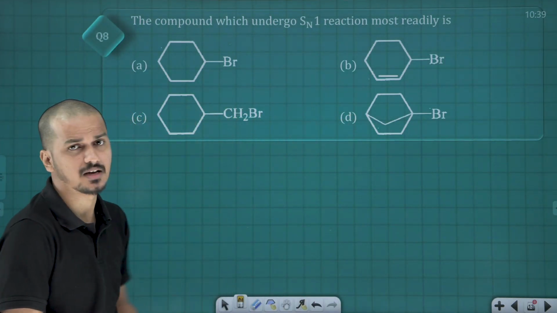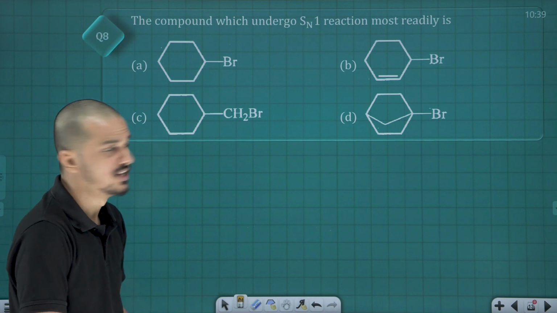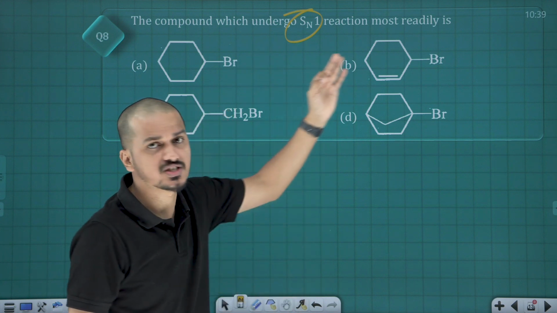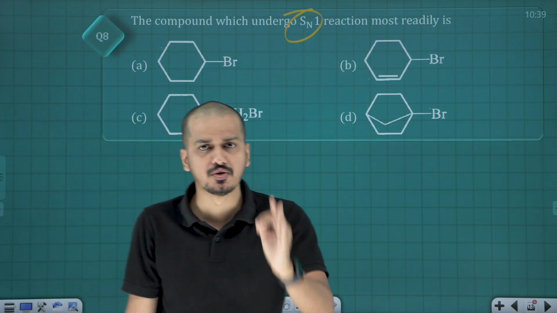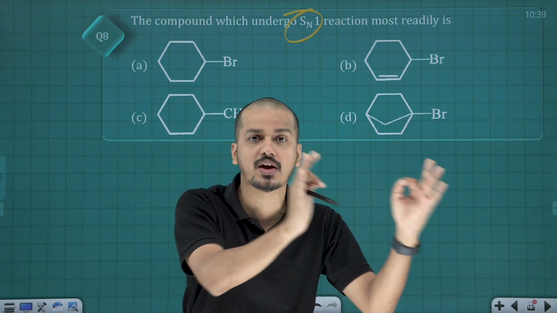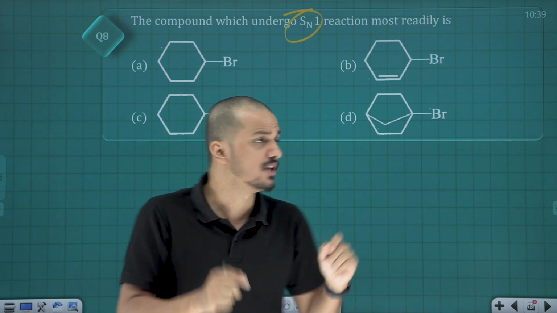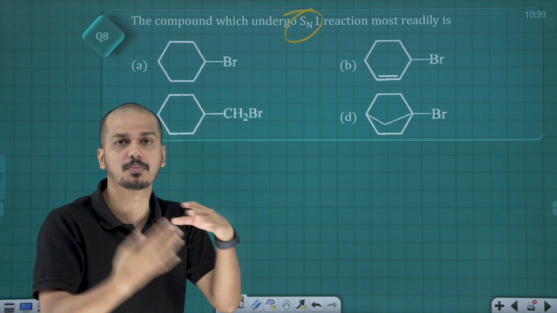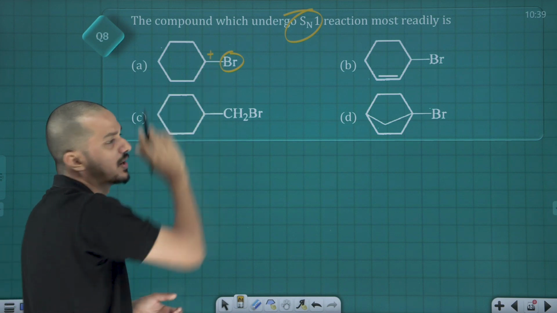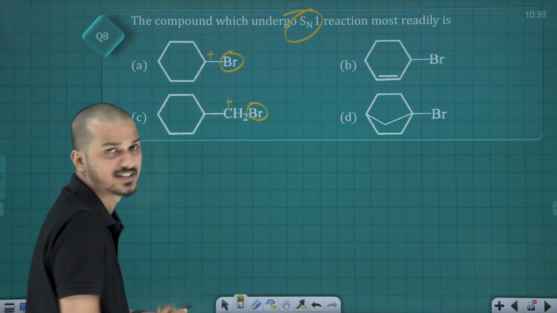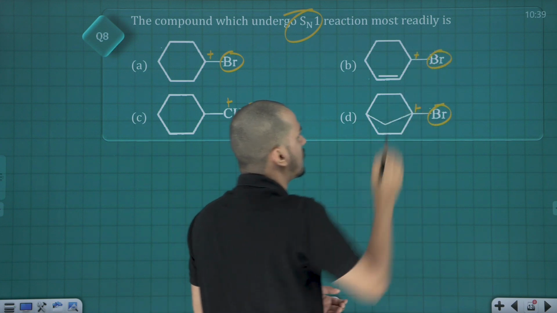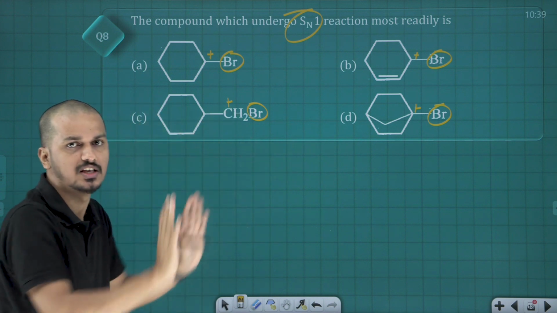This question actually comes from the chapter haloalkanes and haloarenes. What's the question here? The compound which undergoes SN1 reaction most readily. SN1 means substitution nucleophilic unimolecular reaction. The SN1 reaction proceeds through a carbocation mechanism, a two-step reaction. So if it is most ready, the carbocation should be more stable. So we have to check the carbocation. How will we check it? I have to remove this Br and put a plus here. Out of that, which carbocation is more stable will give SN1 more readily.